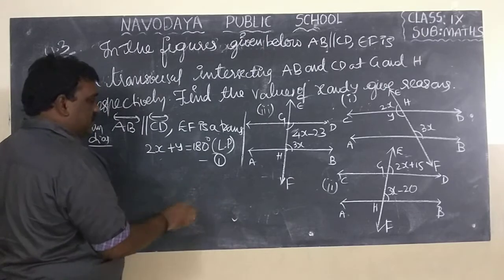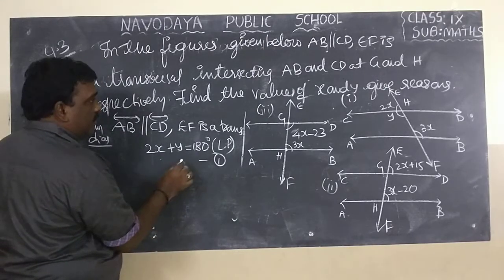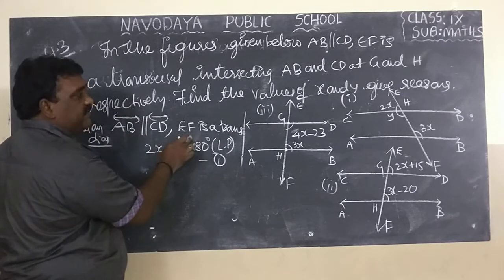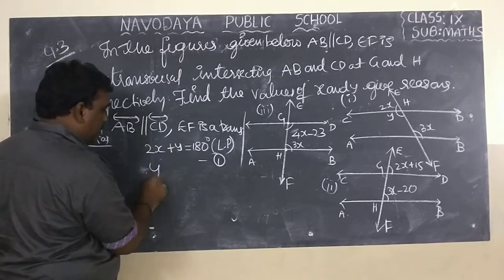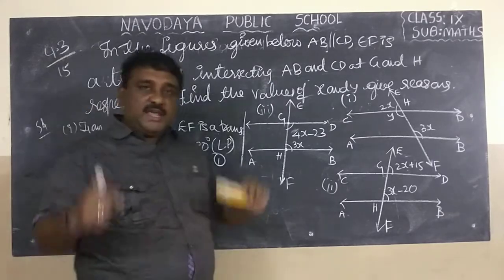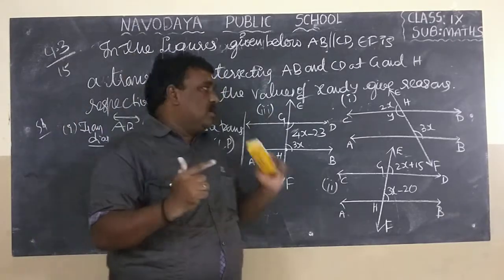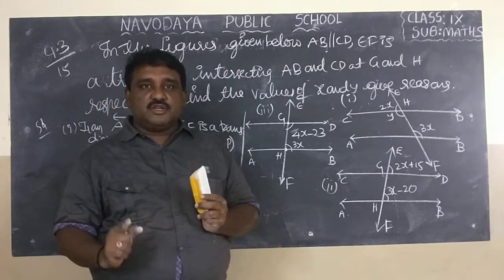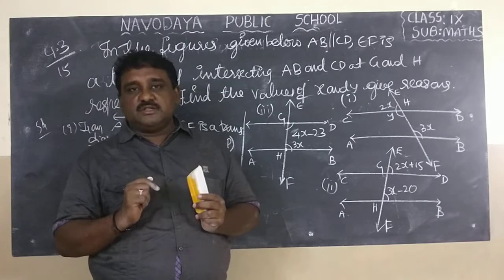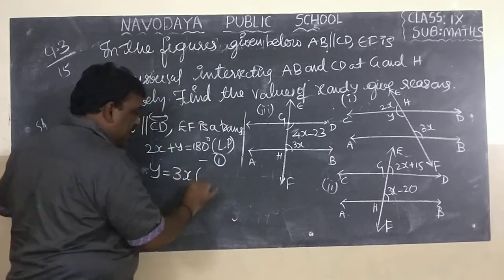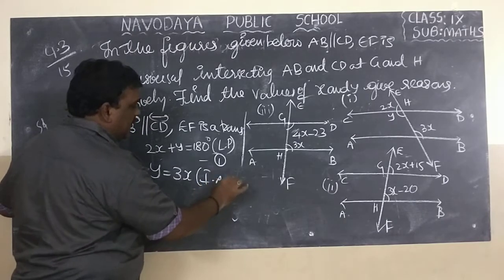See the same diagram, second one. Again, no need to write again: AB parallel CD, EF is a transversal. Then what are the angles that are equal? y and 3x are equal. Why are they equal? Because both are interior angles. Number 2, they are not adjacent. Number 3, they lie on either side of the transversal. Why are they equal? Interior alternate angles.